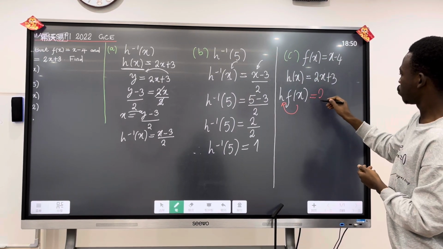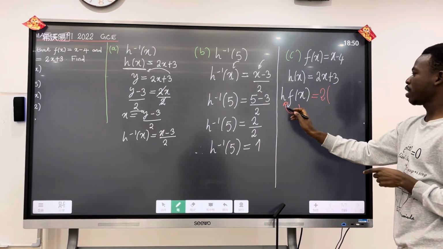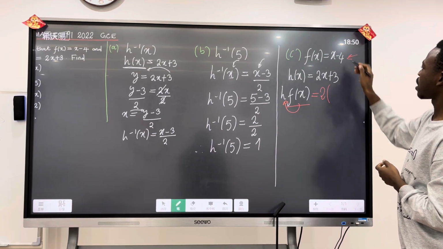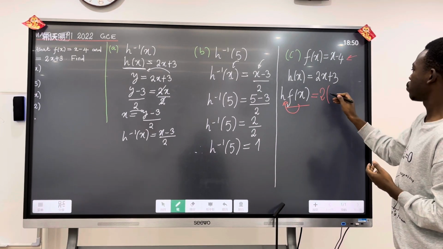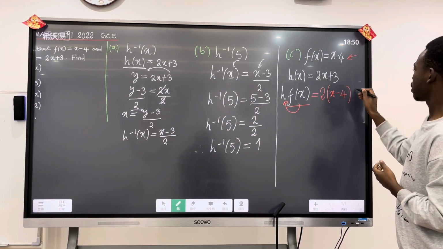Will be 2. Now where there's x here, we are putting f of x. So what is f of x? This is f of x. F of x is x minus 4. So I'm going to put x minus 4 there. But we have what? Plus 3.